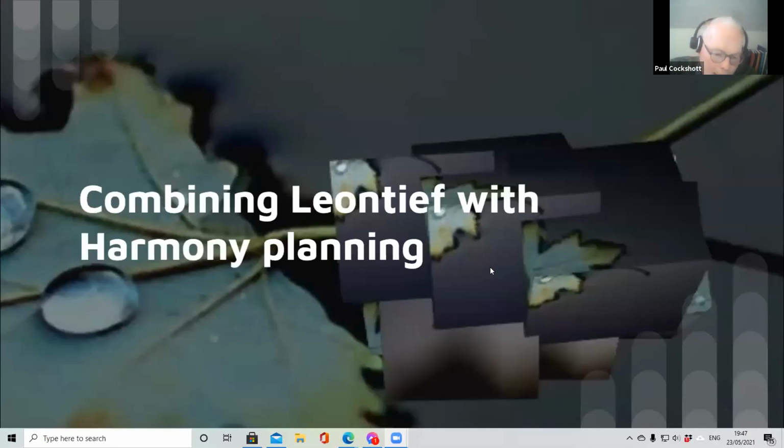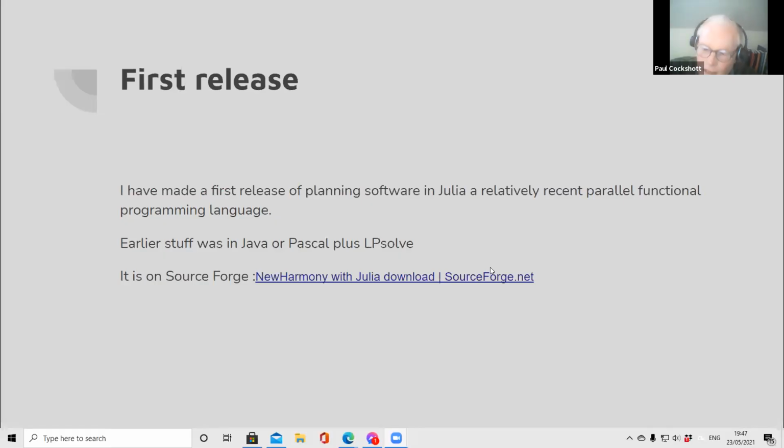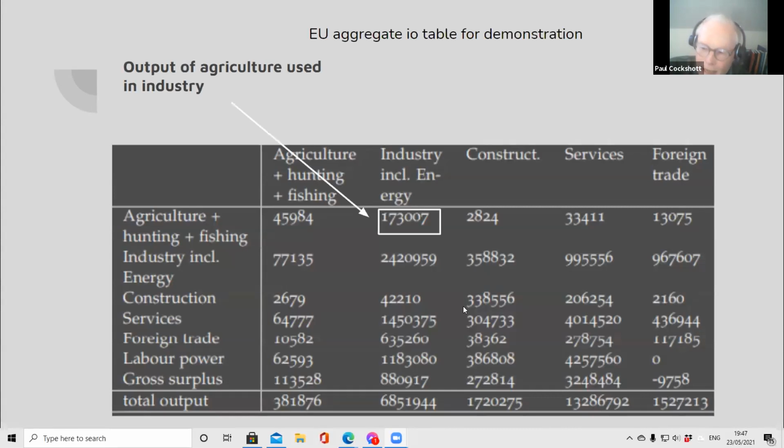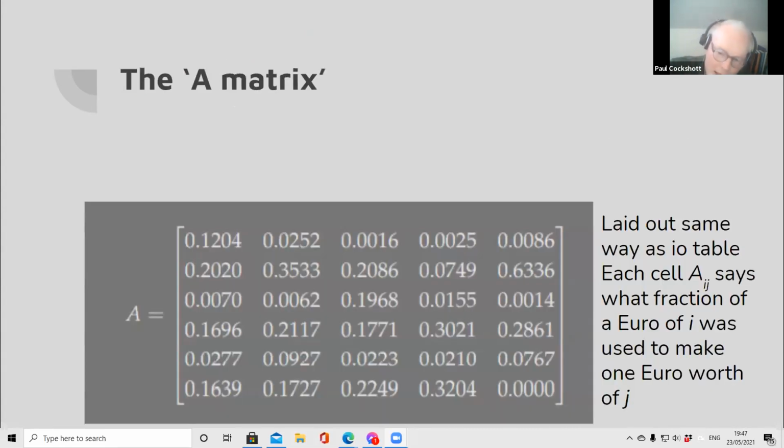You can also combine harmony programming with Leontief techniques. And for this, I've released a version using the new programming language, Julia, which is a functional language which compiles very efficiently. I'll skip through this. Again, input-output tables. There's a standard thing that Leontief has, which is called the A matrix, which is laid out the same way as an input-output table. And it's normalized by the amount of output so that the numbers are all less than 1.